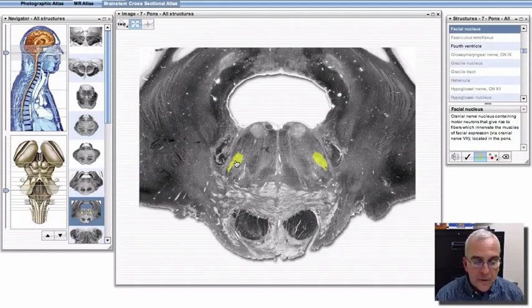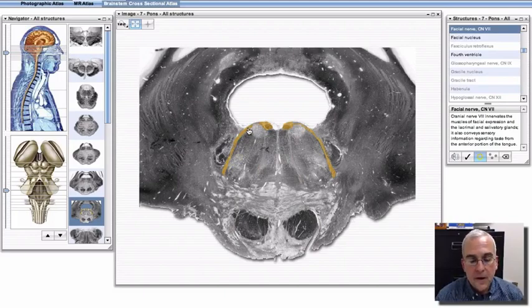So here's our facial motor nucleus, and the facial motor nucleus gives rise to axons that do something very strange. They actually sweep across the top of the abducens nucleus. So there is our nerve root of the facial nerve and the facial motor nucleus itself. So the axons didn't exactly grow up and around.